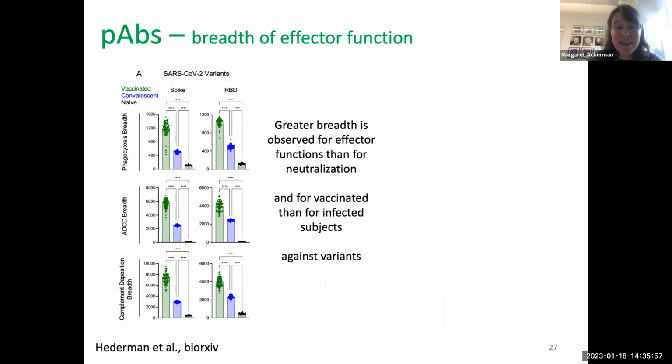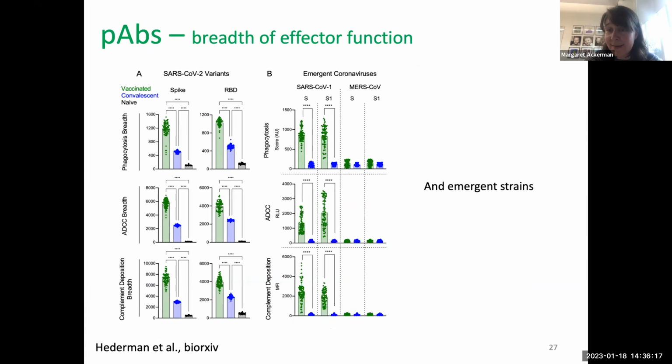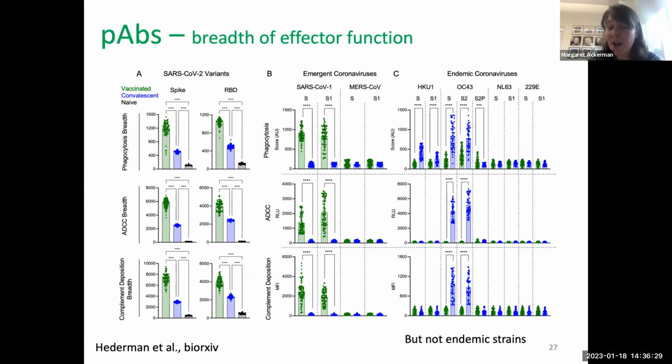And if we summarize that data into similar breadth scores, as we did for the binding antibody data, it's certainly the case that greater breadth is observed for effector functions than neutralization, for vaccinated subjects than infected subjects, and against SARS-CoV-2 variants, also against emergent coronavirus strains, so SARS-CoV-1 on the left, and a little bit of activity against MERS-CoV-1 on the right, but not against endemic strains, interestingly, in which case the convalescent subjects really have elevated functional activity.